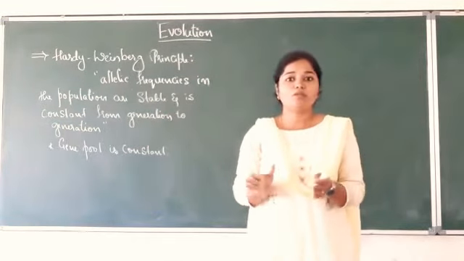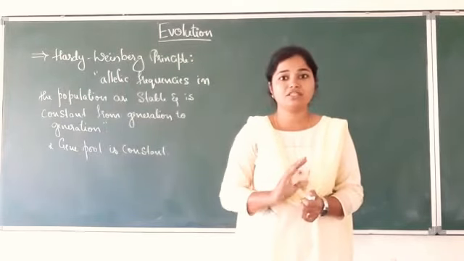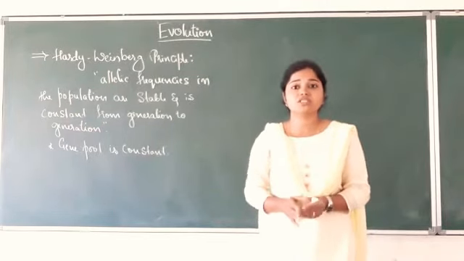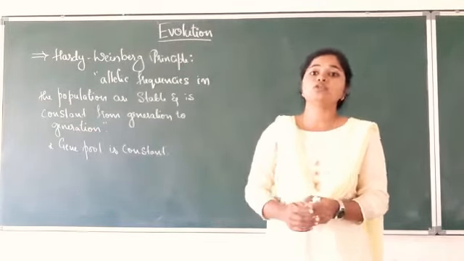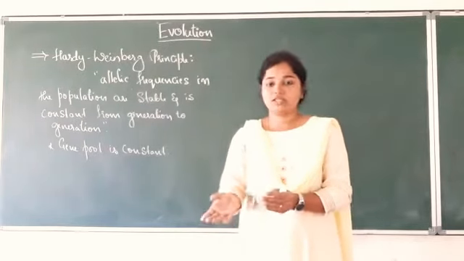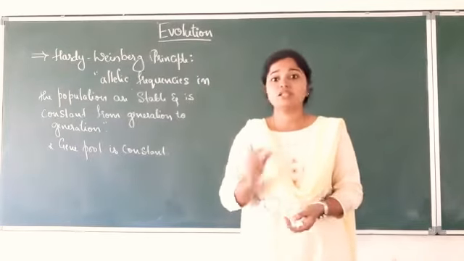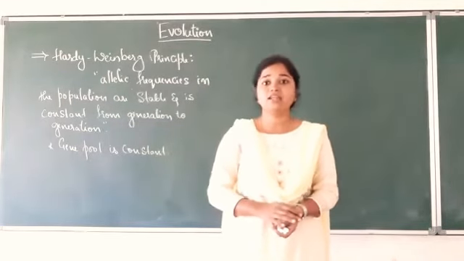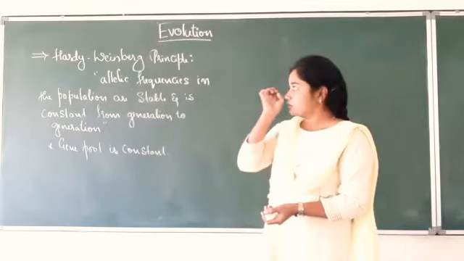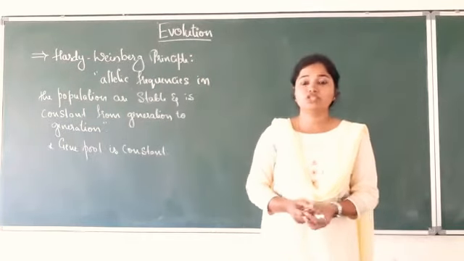So every population has a certain number of genes and the particular genes have alleles. These alleles are going to have a frequency and this frequency is going to remain constant and stable, and it is going to transfer from one generation to another generation, right? And also the gene pool is constant. So what do you mean by gene pool? It means the sum total of all the genes and their alleles in a population is called a gene pool, right?